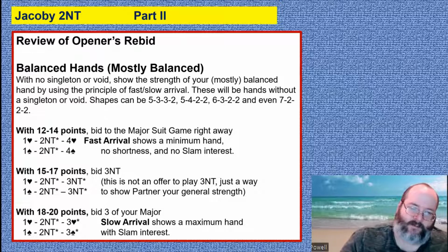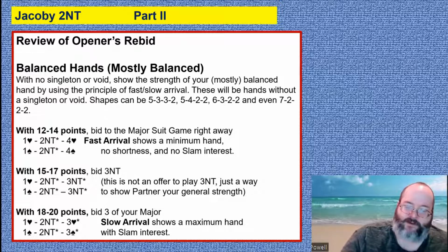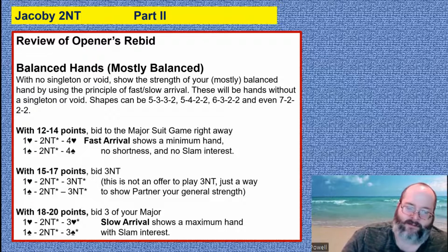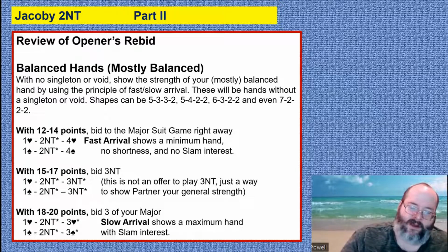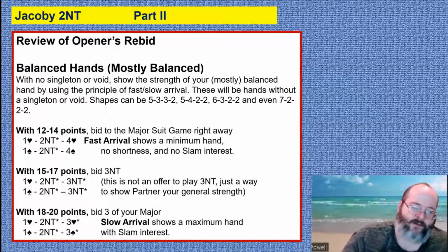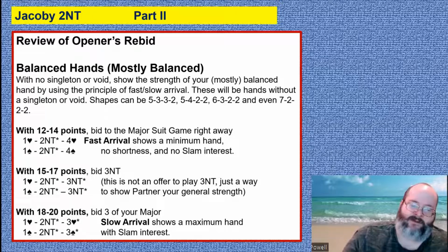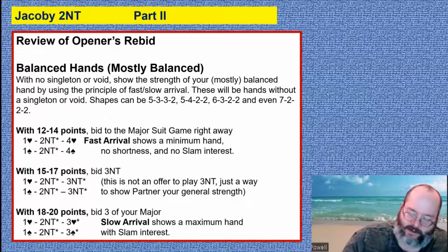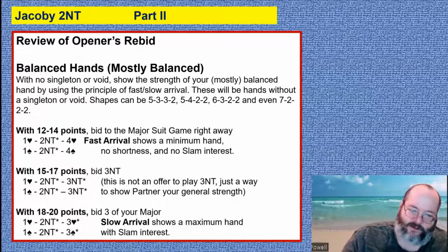And with 18 to 20 points, with the maximum hand, we go as slow as possible. Right. So 18 to 20 points. The slowest we can go is by rebidding 3 of our major. 1 heart, 2 no trump, 3 hearts, 1 spade, 2 no trump, 3 spades. This is distinguished from the singletons and voids because you are rebidding the same suit. This is not a new suit on the 3 level. This is the same suit on the 3 level.